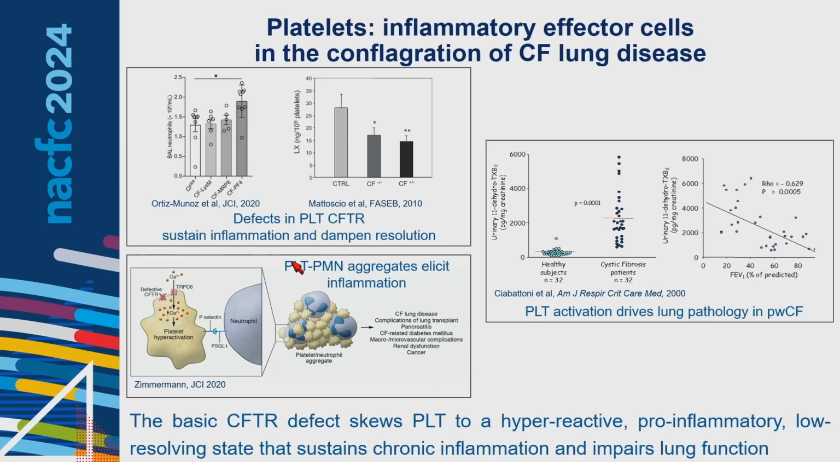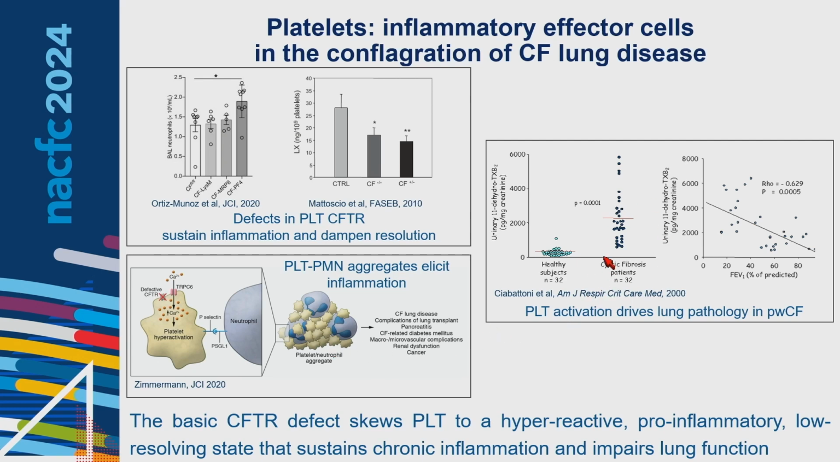And these hyperactive platelets sustain chronic inflammation while dampening beneficial pro-resolution response, mainly by affecting the activity of leukocytes that are aggregated to platelets, in particular neutrophils. So platelets sustain inflammation by modifying the activity of neutrophils in platelet-neutrophil aggregates.